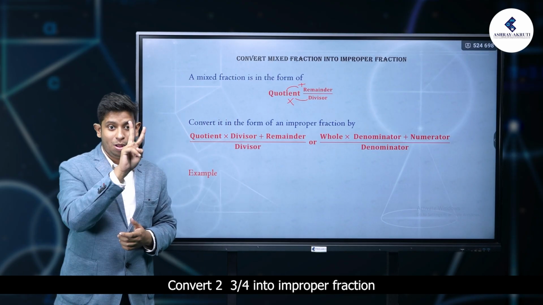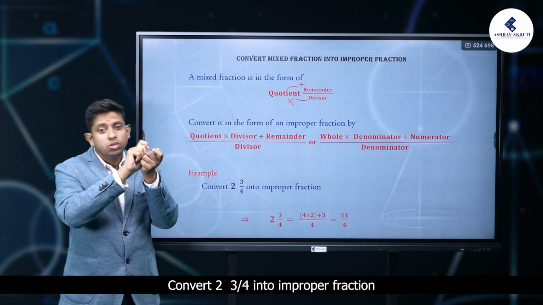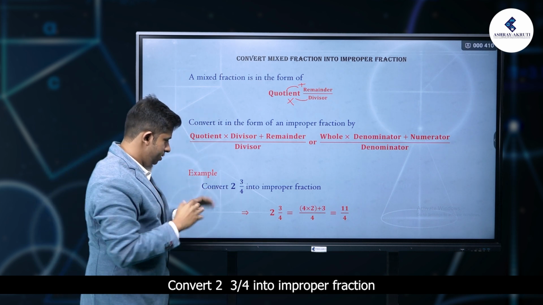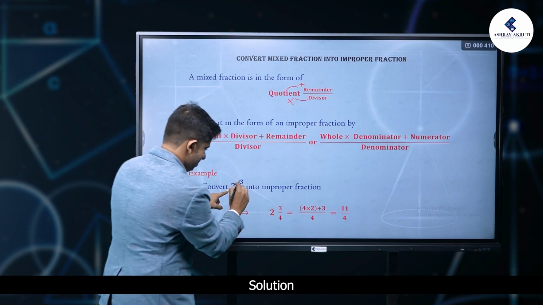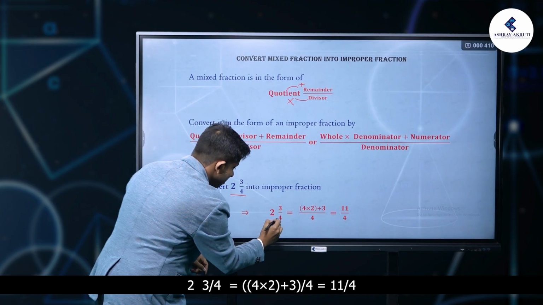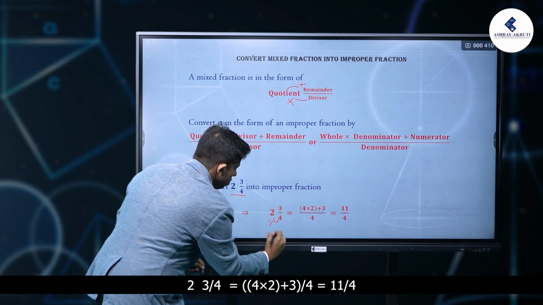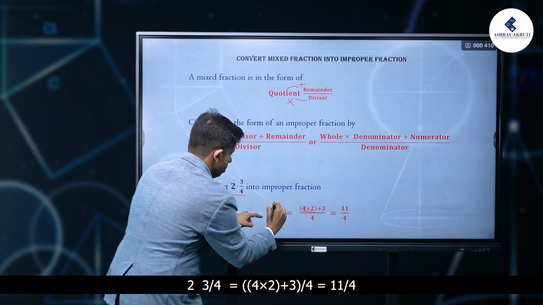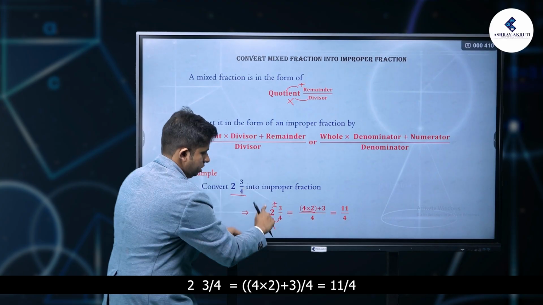Example: convert 2 and 3/4 into an improper fraction. Solution: 2 and 3/4 is equal to 4 into 2 plus 3 by 4.